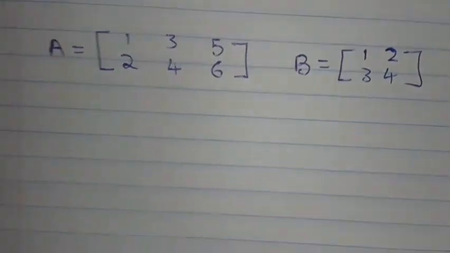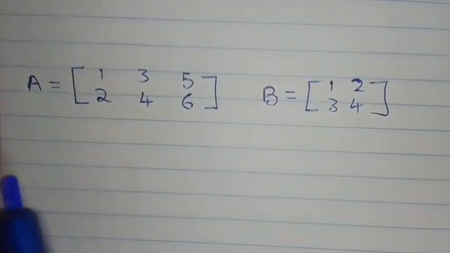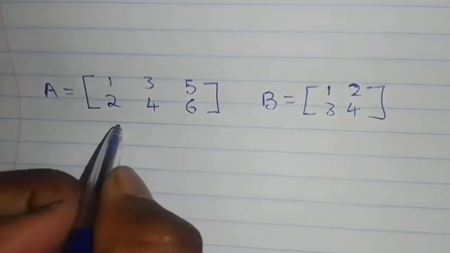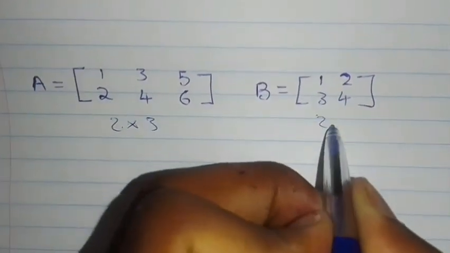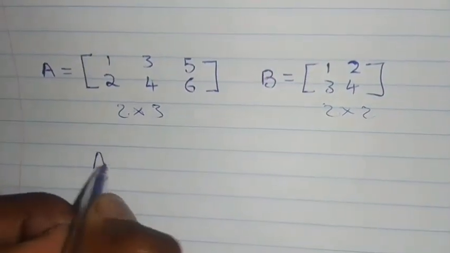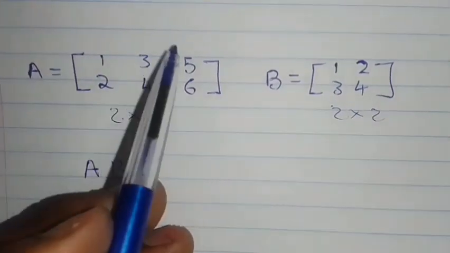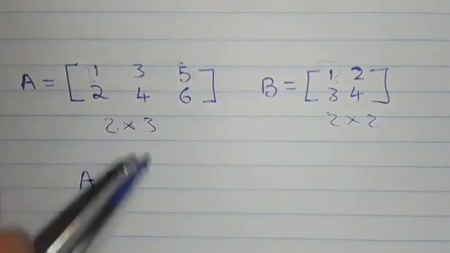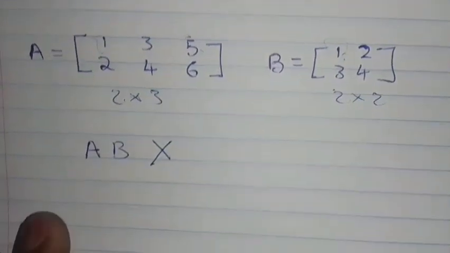So when we look at this example, we have a 2 by 3 matrix here and a 2 by 2 matrix here. Does AB exist? Here we have 3 columns, but here we have 2 rows. That means this one is undefined, so we cannot find that.